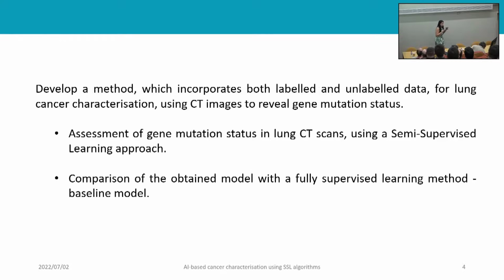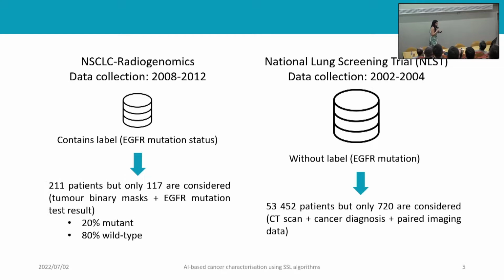So briefly, the objective of my thesis was to develop a method that would use both labeled and unlabeled data to perform this characterization, to assess a gene mutation status using CT scan images, and then compare it with the fully supervised one, a method developed only with labeled data. About the data that I had at hand, I had two data sets: a small one with labels, which, as usually happens when we are dealing with pathologies, is imbalanced, and then a bigger one, the one on the right, which, with some inclusion criteria, is still around 700 patients, and it is the unlabeled data set.